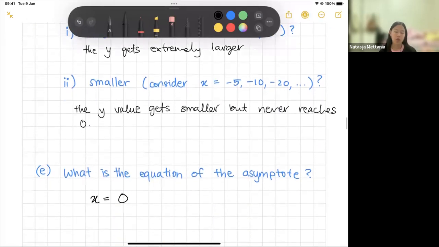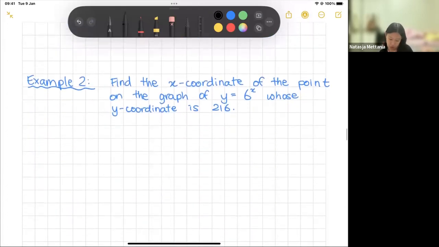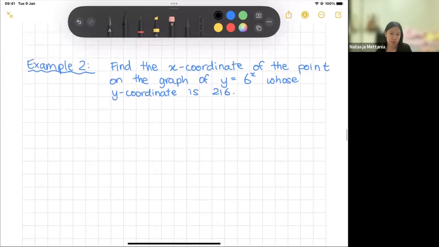We also talked about an equation of an asymptote, which is x equals 0 for a specific graph that we just did in our example. So in this video, we're going to be looking into our second example, which is: find the x-coordinate of the point on the graph of y equals 6 to the power of x, whose y-coordinate is 216.